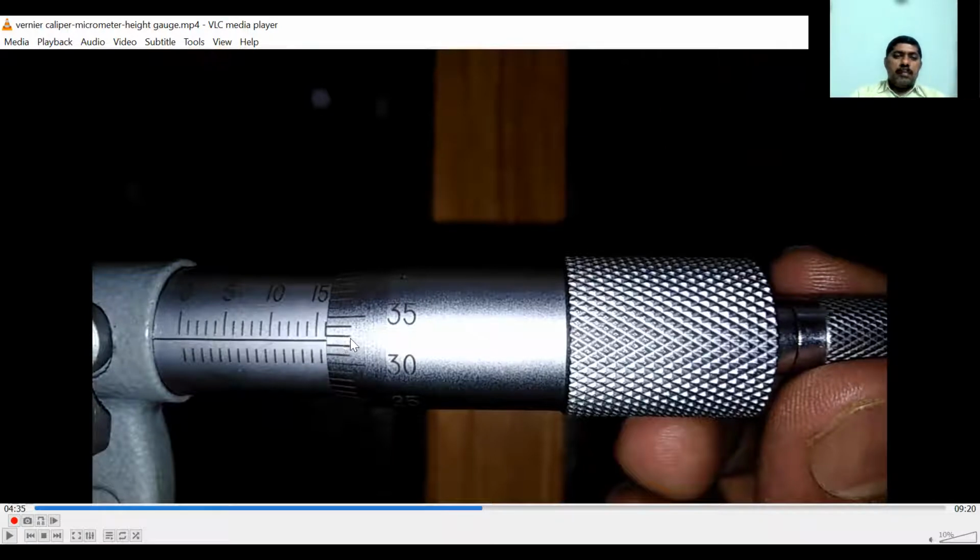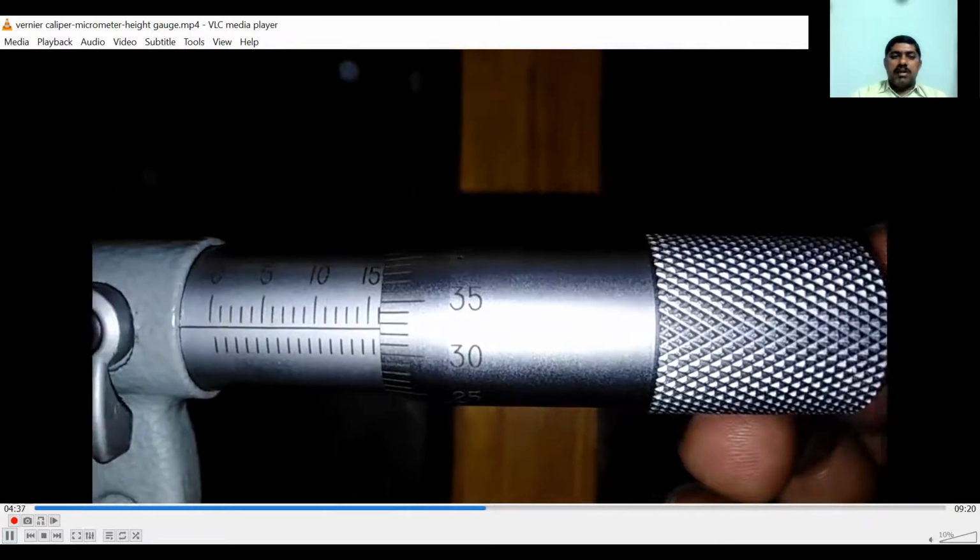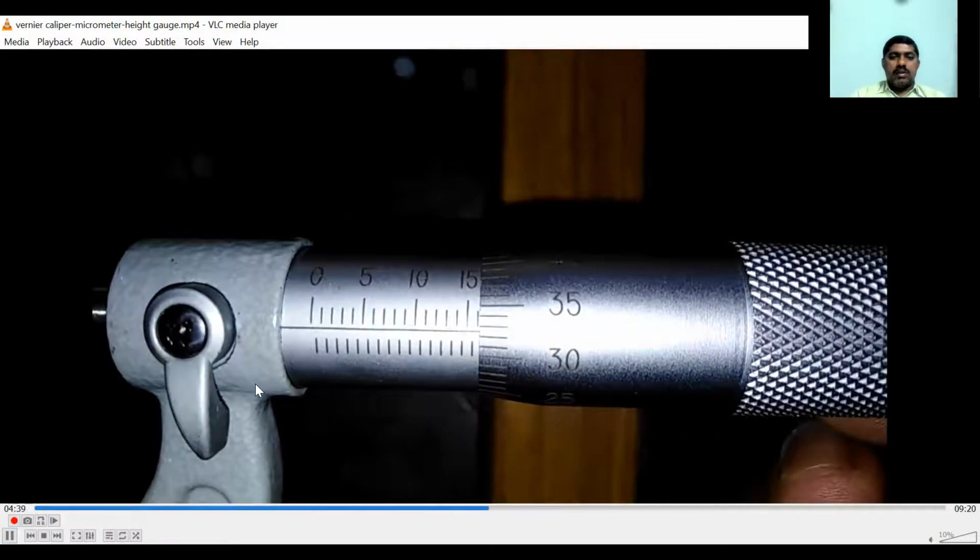And what is the thimble reading? This is 30, 31, 32, 33. So we'll take 33 as the thimble reading. Therefore, how do you get the total reading? 15.5 plus 0.33 mm, as 33 into 0.01 gives 0.33 mm. So 15.5 plus 0.33 mm will give us the total diameter of the workpiece.